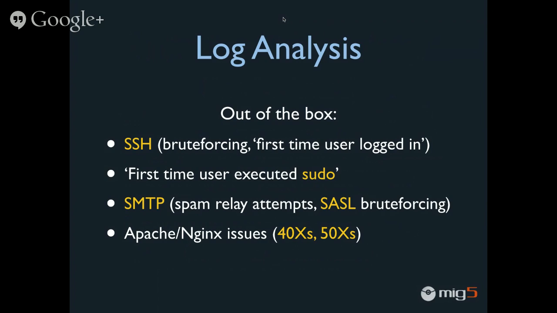So any sort of SSH brute forcing, if you can't lock down port 22 or whatever you use, it's able to interpret dictionary attacks against SSH, as well as when someone logs in for the first time. First time a user logged in, it sends you a message, which can be interesting if you weren't expecting someone to log in and they did. First time anyone ever used sudo, that gets logged. If you're running an SMTP service, that's another thing that often gets dictionary attacks trying to break SASL passwords and so on, as well as, of course, Apache or Nginx logs, the 400s to the 500s. It's pretty good out of the box.